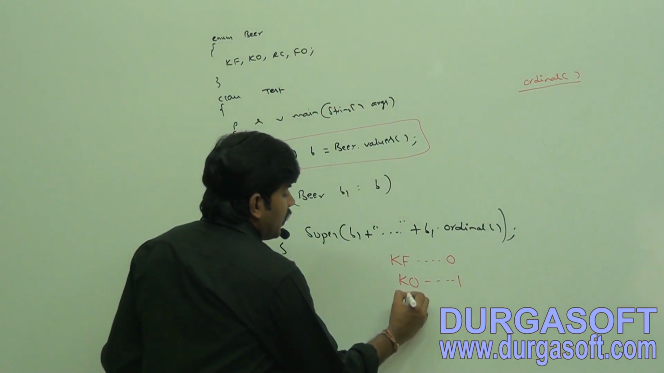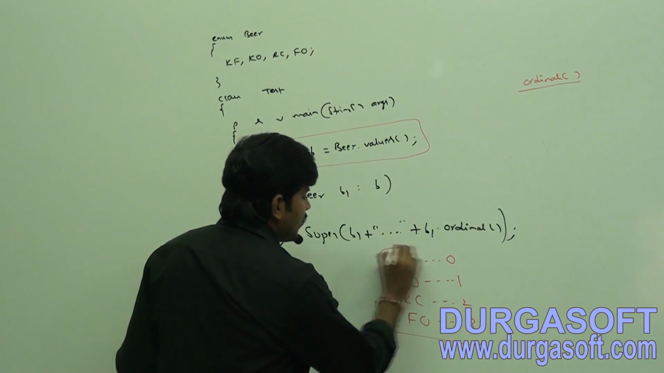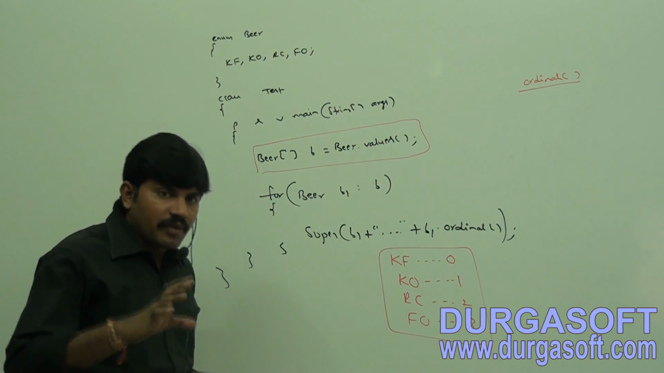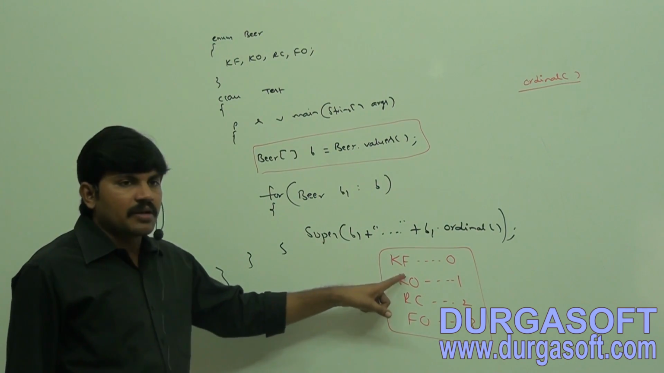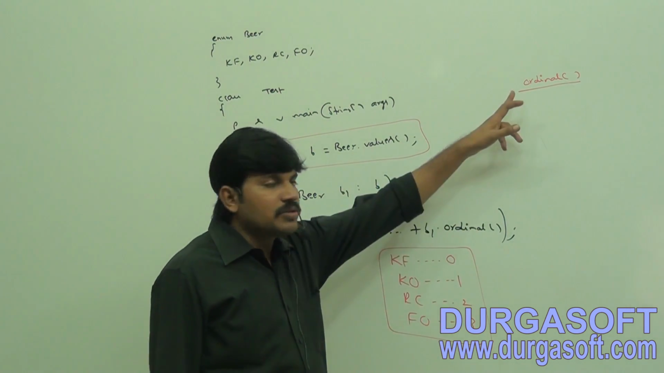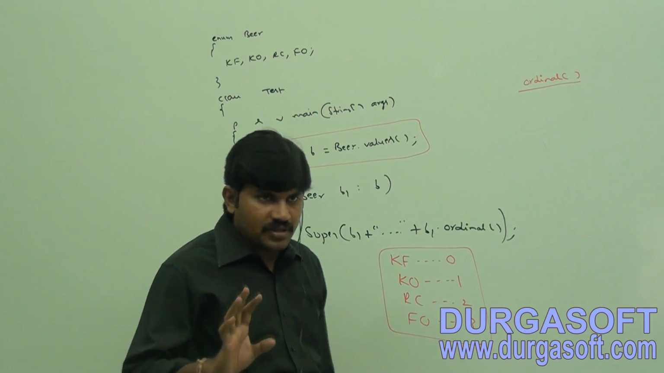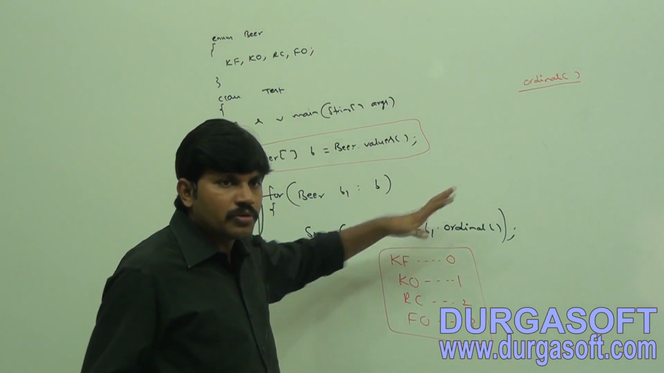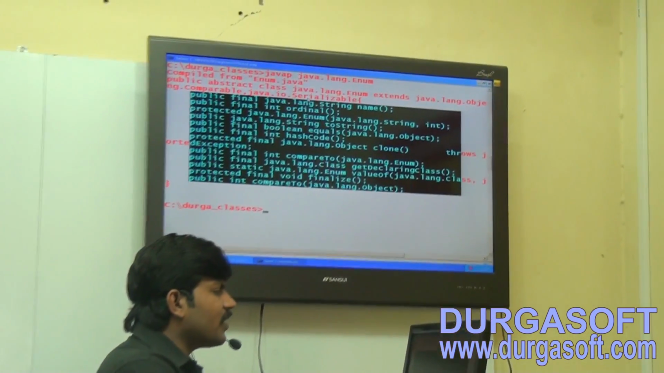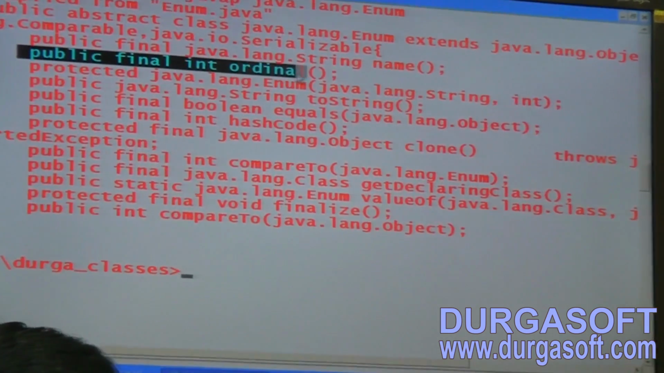What is the next one? RC, its ordinal value 2. FO, its ordinal value is 3. Are you getting? Inside enum, the ordinal value is important. We can represent the ordinal value by using the ordinal method. Is it clear for all of you? Right? Okay, let me execute this code so that you can be aware. See this one. Do you know, in our enum class, are you seeing any method named ordinal?